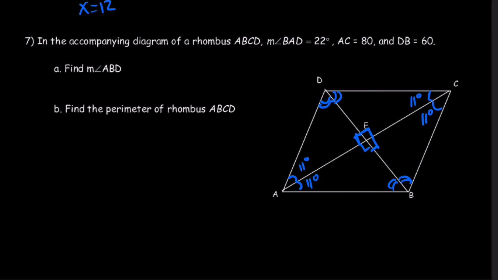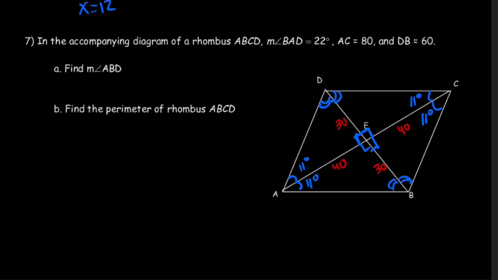Okay, it says AC is 80. Well, that's this whole diagonal. That whole thing is 80. Well, I'm probably not going to use the whole diagonal. I'm probably going to use half of it. So if the whole thing is 80, half of it's going to be 40. So I'll label my sides with red. 40 and 40. DB is 60. So that means this whole thing is 60, which means each piece has to be 30 and 30. Okay, so let's label that 30 and 30.